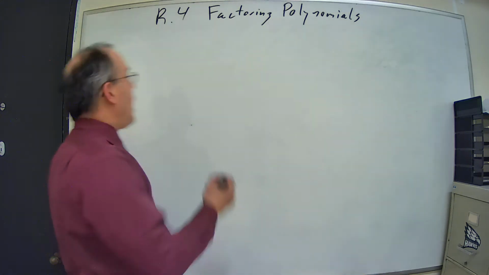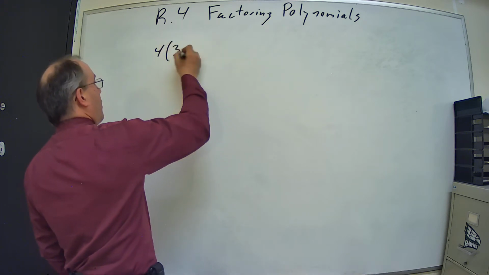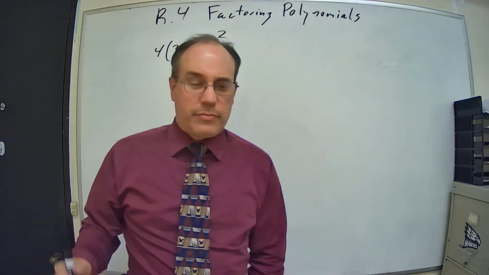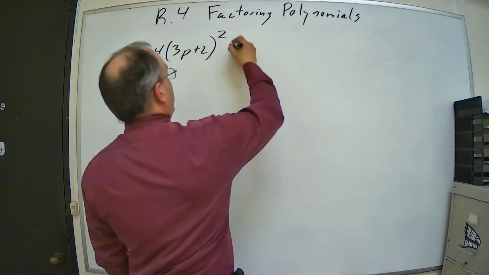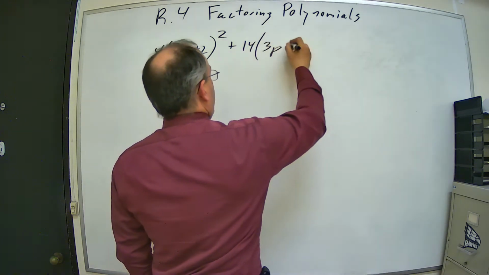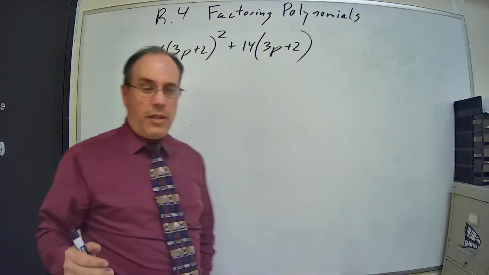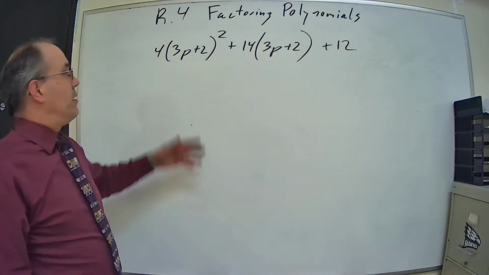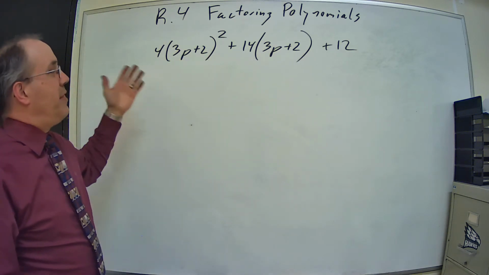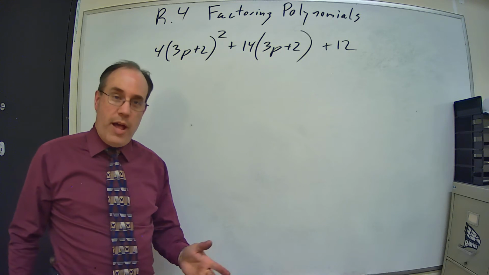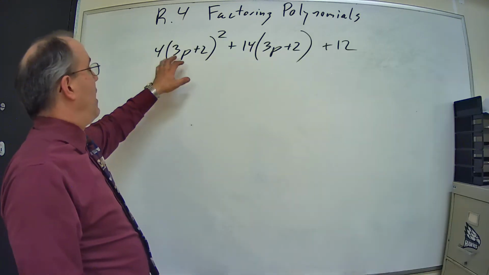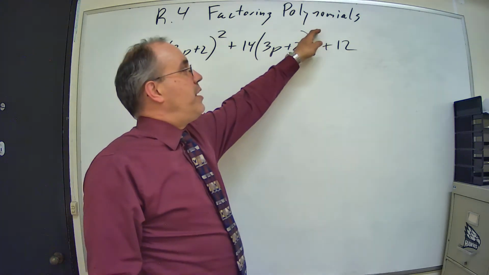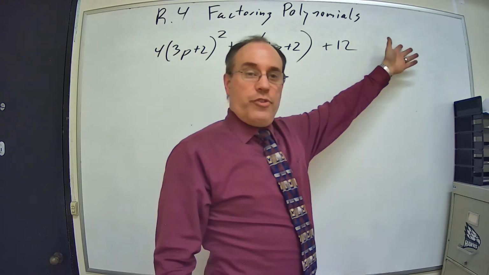Let's do 4 times (3p plus 2) squared plus 14 times (3p plus 2) plus 12. Now, I'm looking at that and that does not look pretty to me. But I do notice something. I have 3p plus 2 squared, I have 3p plus 2 to the 1, and I have 3p plus 2 to the 0, right? It doesn't occur there.